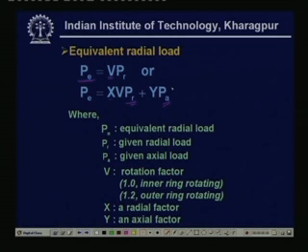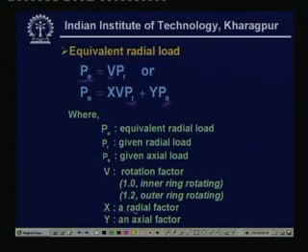Normally, the bearing rotates in which way? The inner race, or the inner ring, rotates and the outer ring is stationary in the housing. In that case, V has a factor of unity. If it is the other way around, then V is a factor of 1.2.